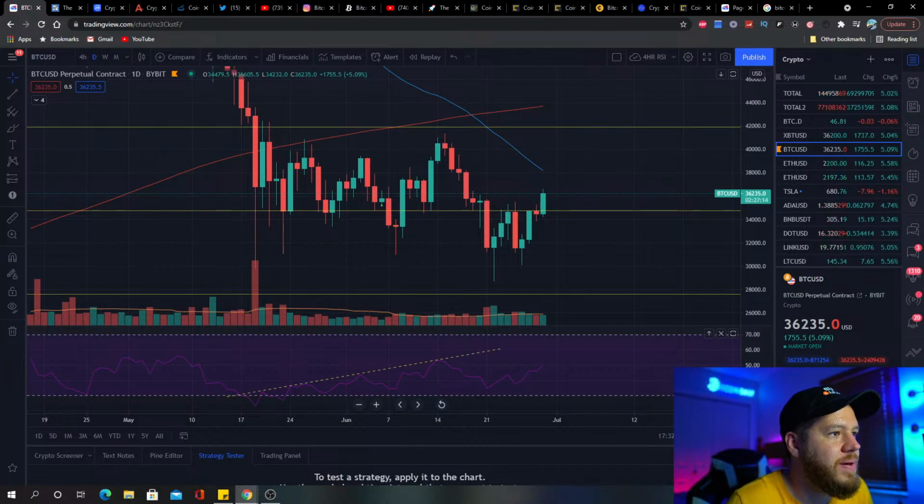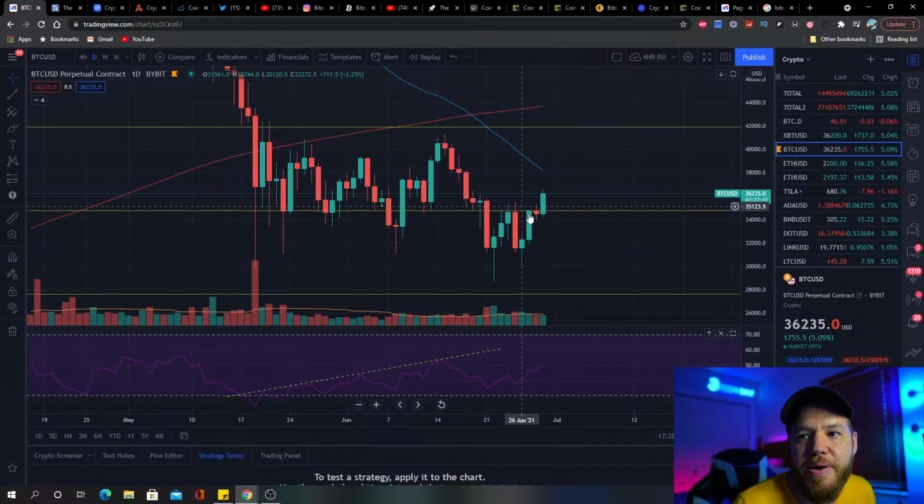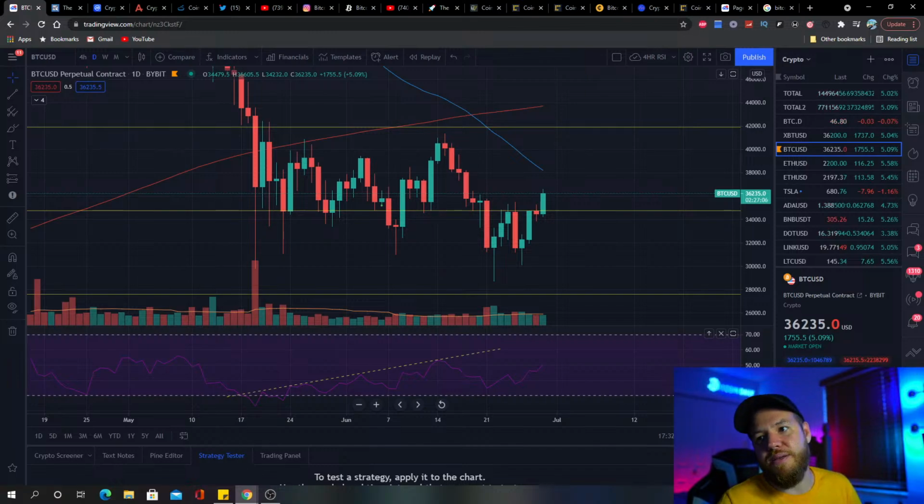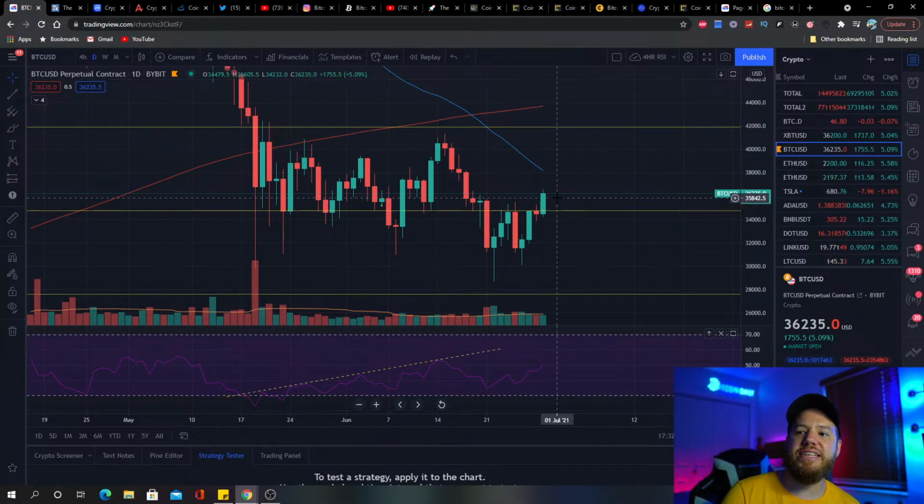Is there a dip coming anytime soon? I mean, we've been dipping, man. We're in a dip right now. This is a dip. But we should be seeing a retest of 35 at some point probably.